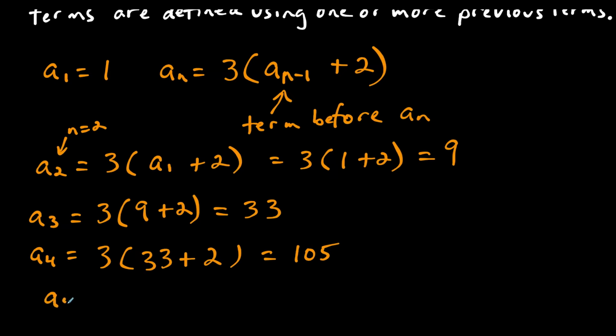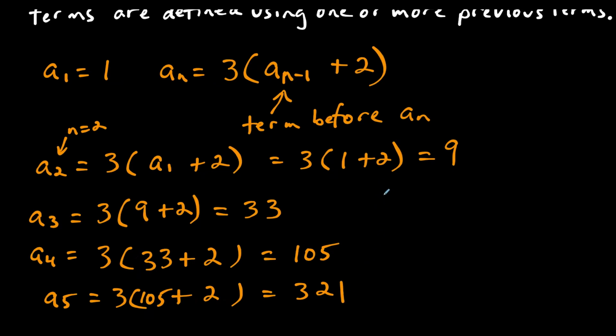And now for the last one here, I have 3 times parentheses blank plus 2, and I'm using the term before, which is 105. So then we just work this out. This is going to be 3 times 107, and that's going to give us 321.